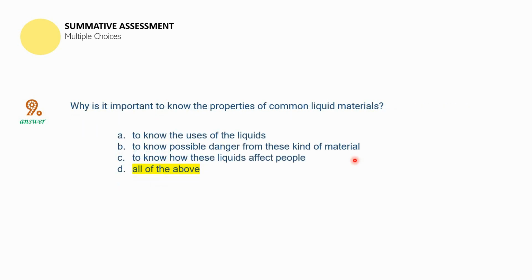Question number 9, the answer is all of them. It is important to know the properties of common liquid materials because we need to know their uses. We need to know the possible dangers from using these kinds of materials. And then we also need to know how these liquids affect people so that we are responsible when we use them.